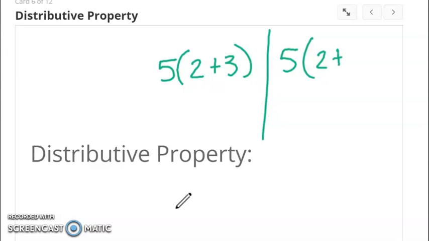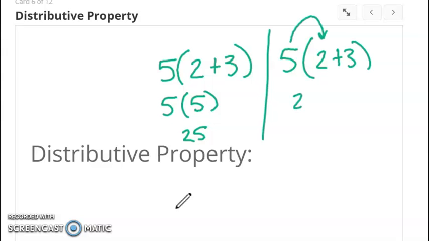If I were to add these two terms together first, I would get 2 plus 3, which would be 5. And if I then multiply 5 times 5, I would get 25. I can get the exact same answer if I multiply first. If I multiply 2 times 5 and then add my answer to 3 times 5, I should still get 25. We know that 2 times 5 is 10, and 3 times 5 is 15, and if I add them together, I get 25. So it doesn't matter if I multiply first and then add, or if I add first and then multiply. If both terms are being multiplied by 5, I can do it either way.